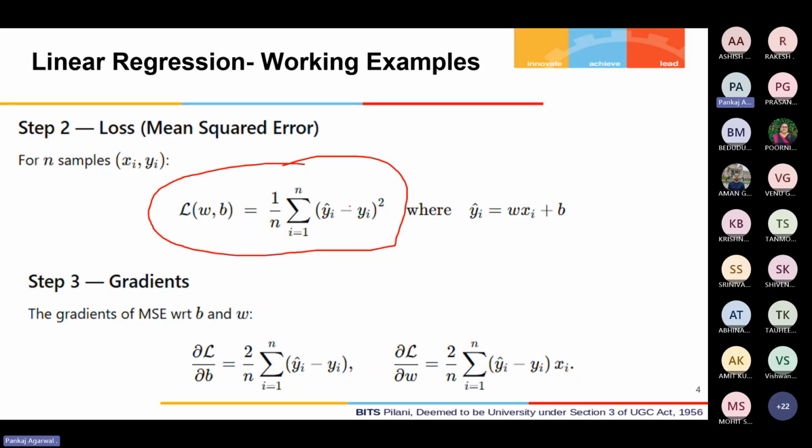This is the output that I would execute, and this is the target value, right? So yi is the target value. This is the model, the linear model that I have developed. No issues on this, right? Yeah, understood. So now step three would be the gradient, right?